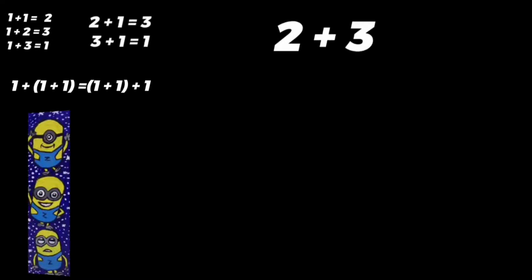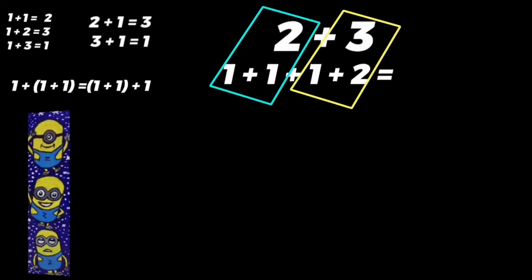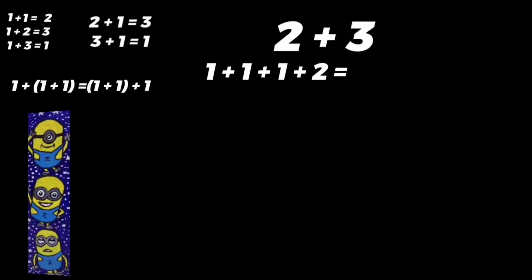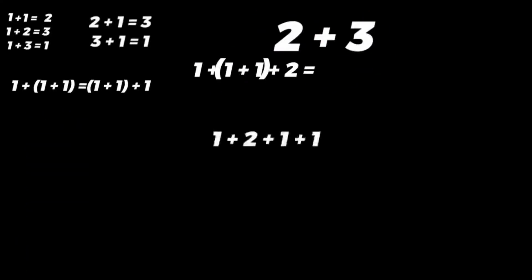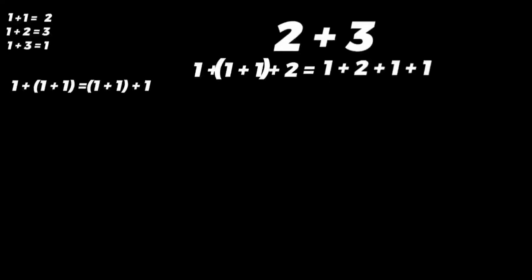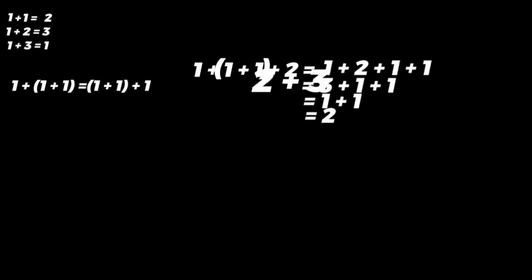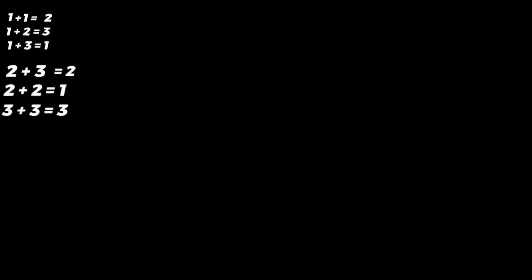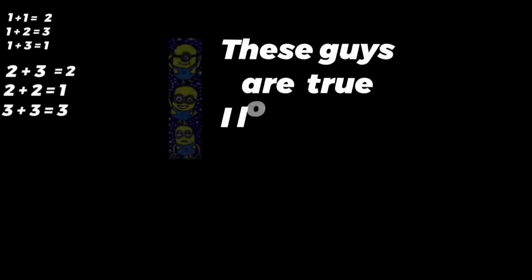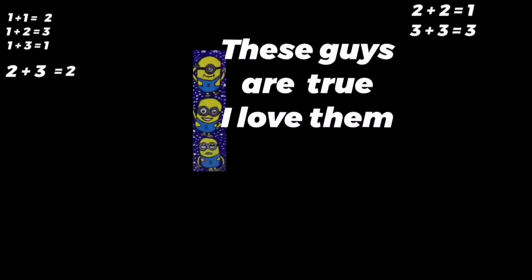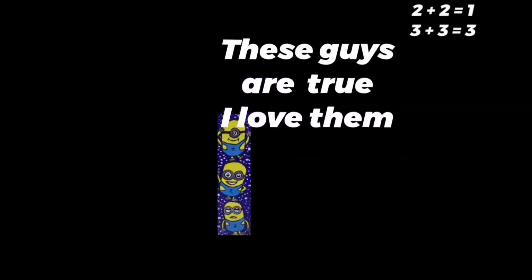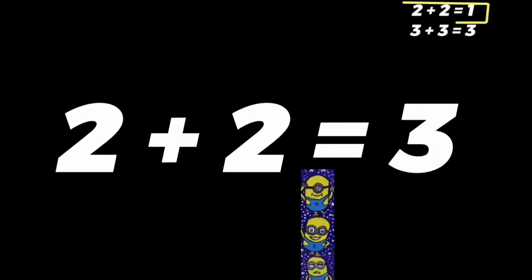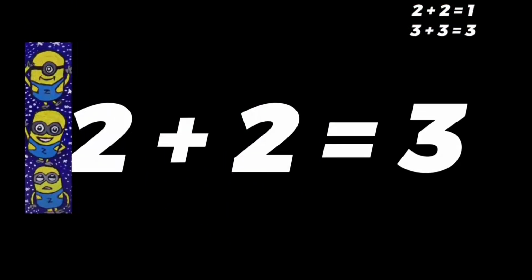Replace 2 and 3 by 1 plus 1 and 1 plus 2 respectively, and go on. Finally, we will get 2 plus 3 equals 2. Add this to our collection. Just like this, we can find 2 more. Now, if I say 2 plus 2 is 3, then our truth indicator will say false.